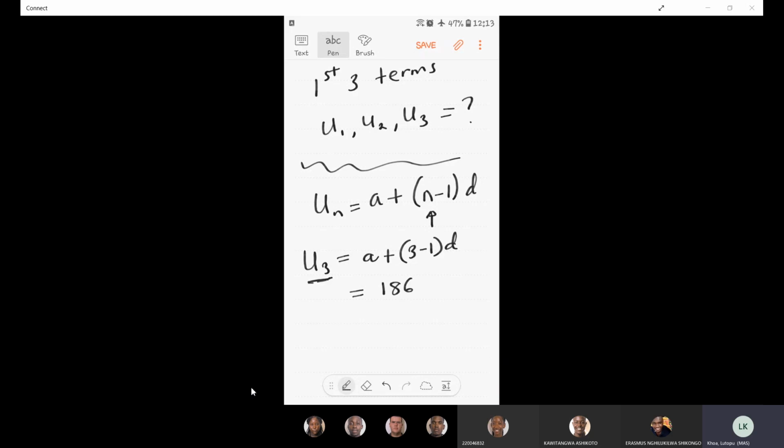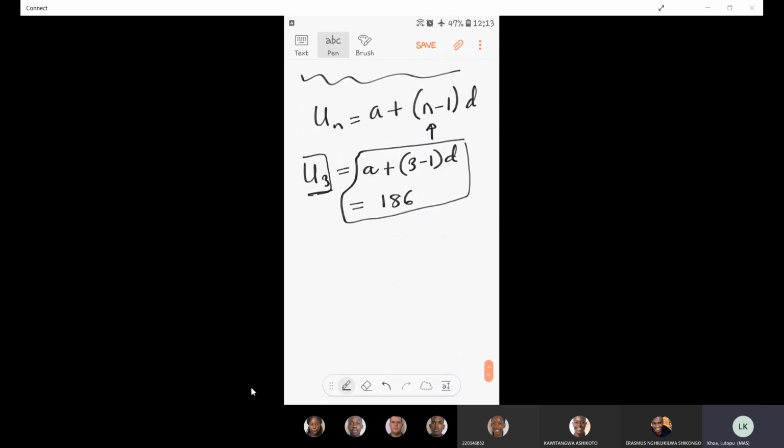So I will ignore this part here and concentrate on this equation now. So what I have is this: A plus 2D is equal to 186. So this is the information I have using the third term. And then I do the same thing with the 20th term.